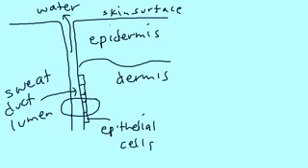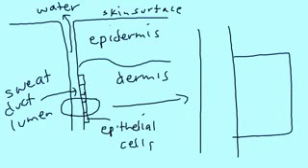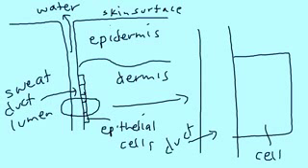Now what I'm going to do is take a section right here, and I'm going to blow it up over here. I'm going to draw it much bigger. This here is the duct, and this here is one cell, one epithelial cell. All right. Now that we have this drawn, I can talk about what happens in cystic fibrosis.